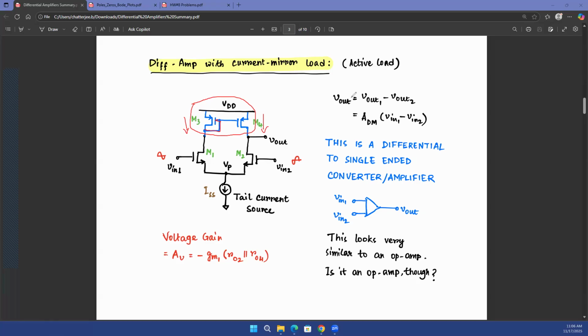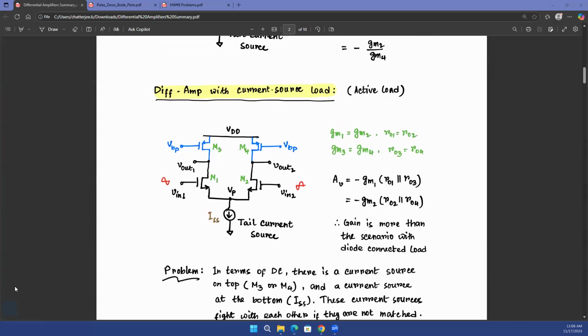Now, interestingly, if you take the output from the right side output terminal only, that is going to be your Vout1 minus Vout2 in the previous scenario. And I'll tell you why. In the previous scenarios, you had a Vout1 on the left side branch and a Vout2 on the right side branch. Of course, your output is Vout1 minus Vout2.